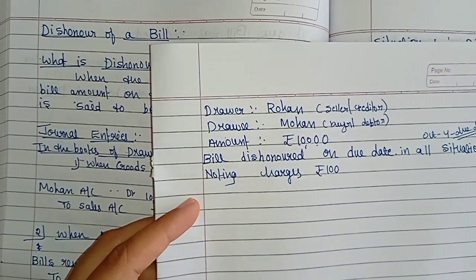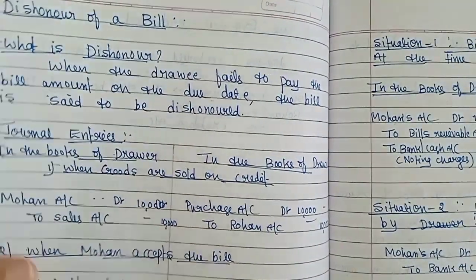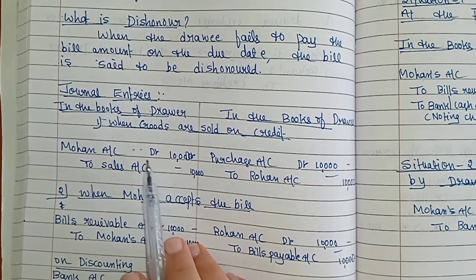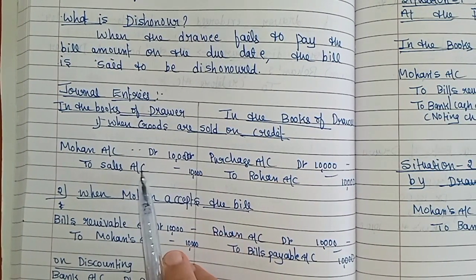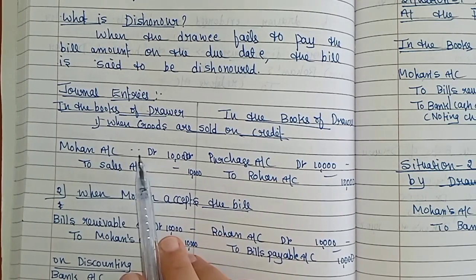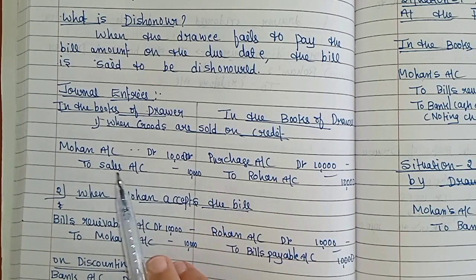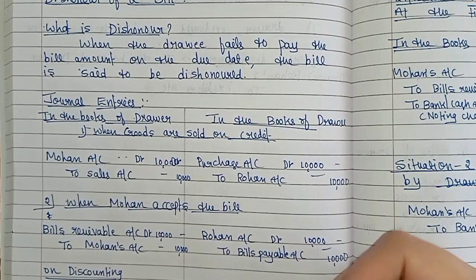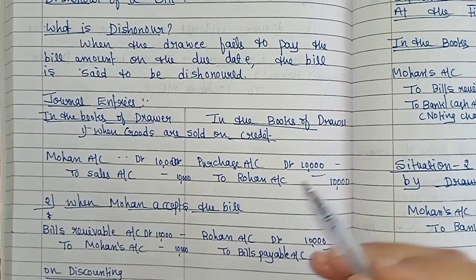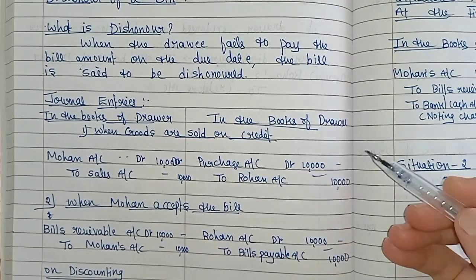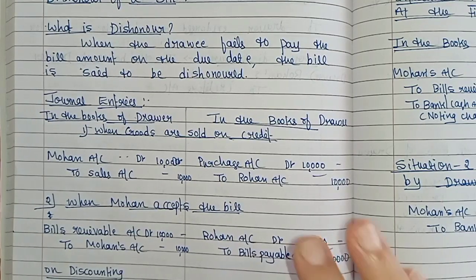So let's start. First, what is the entry? Rohan sold goods to Mohan. In the books of the drawer, the entry is Mohan's account debtor to sales account, because Mohan is the receiver of the goods, to sales account, credit on incomes and gains, right? This is the first common entry. And in the books of the drawee, Mohan will purchase the goods. So purchase account debtor to Rohan's account. Who is the giver? Debit the receiver and credit the giver. Rohan is the giver of goods, that is rupees 10,000. Clear? Till here it is clear, right?